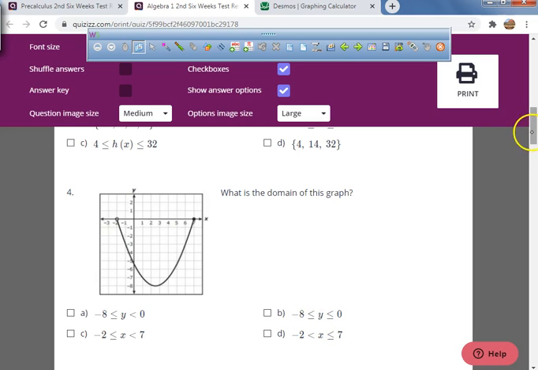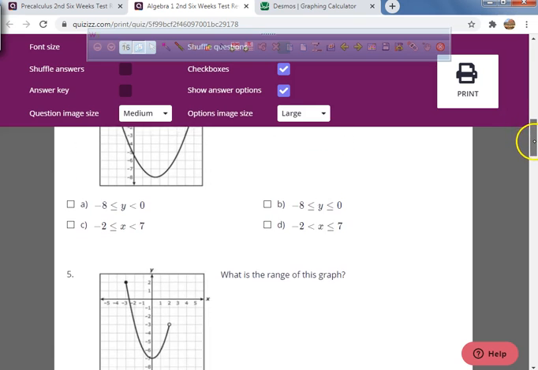Okay? So on this one, what's the domain, everybody? The domain was between 7 and -2. So this answer was D right here. That would have been answer choice D.